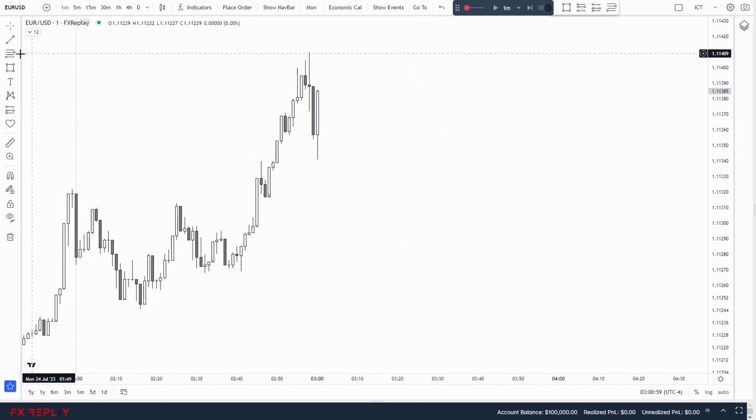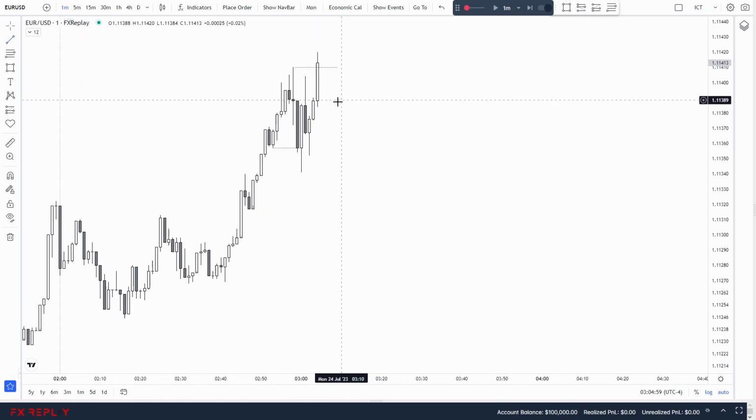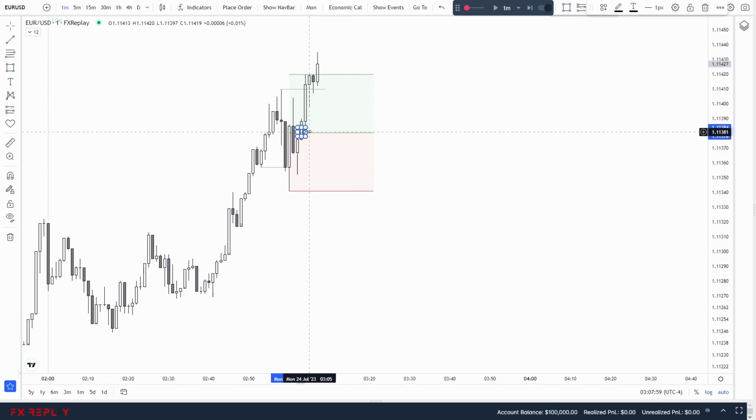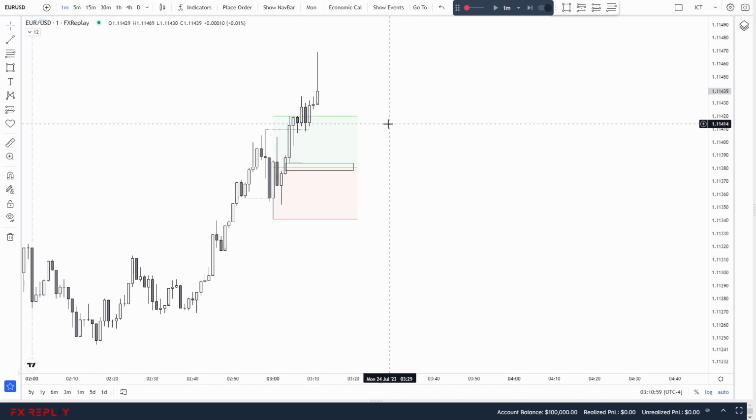All right, as we can see, this temporary low just got swept really quickly and we had a really strong recovery to the upside. So now what we are waiting for is a market structure shift, which we do get. Then within this leg, we don't really have a clean fair value gap, except for this one right here. So if price were to return to that, I would be considering an entry.